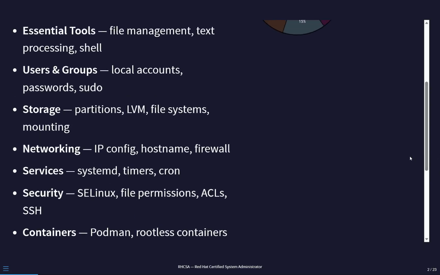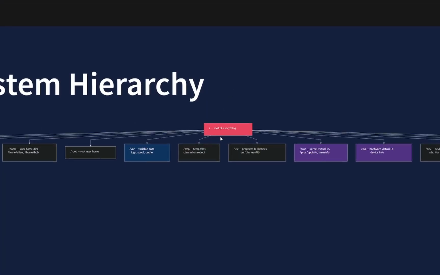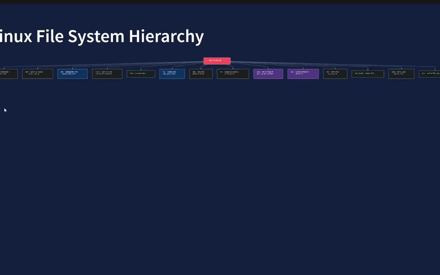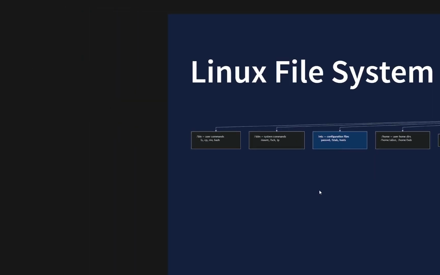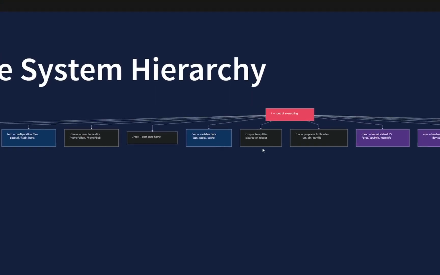Before you can administer a Linux system, you need to own the file system layout. This diagram shows the Filesystem Hierarchy Standard, the FHS, as implemented on RHEL 9. Everything starts at /, the root. There are no drive letters. Everything hangs off a single tree. Let's begin with the directories you will be in constantly as an admin: /etc. This is where all configuration lives. sshd_config, fstab, passwd, hosts, it is all in /etc.